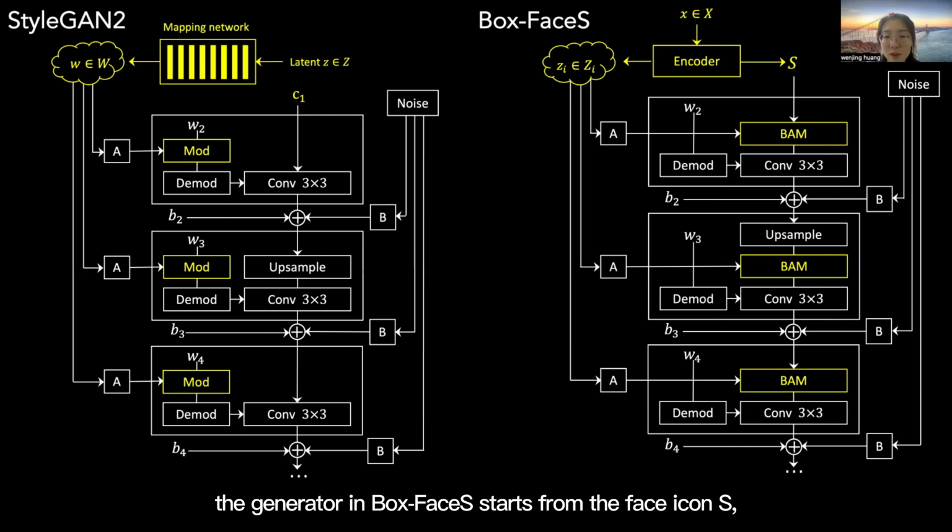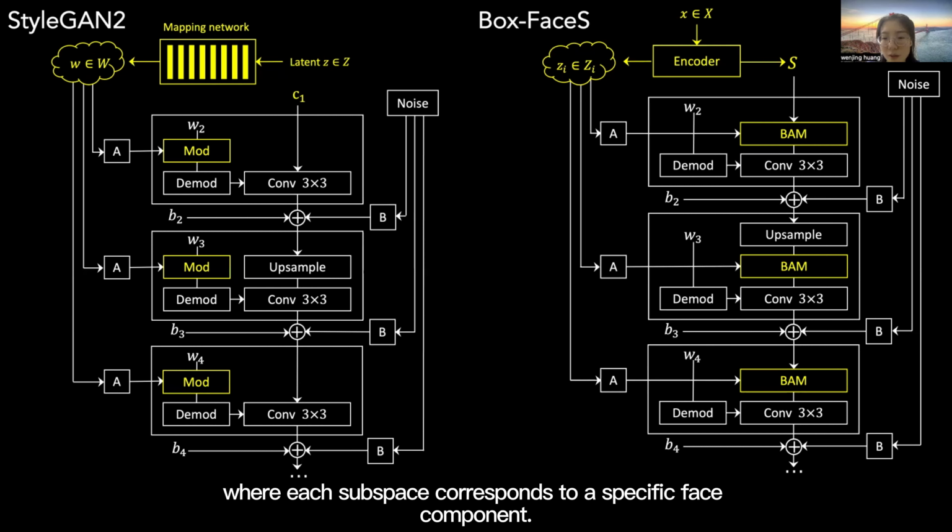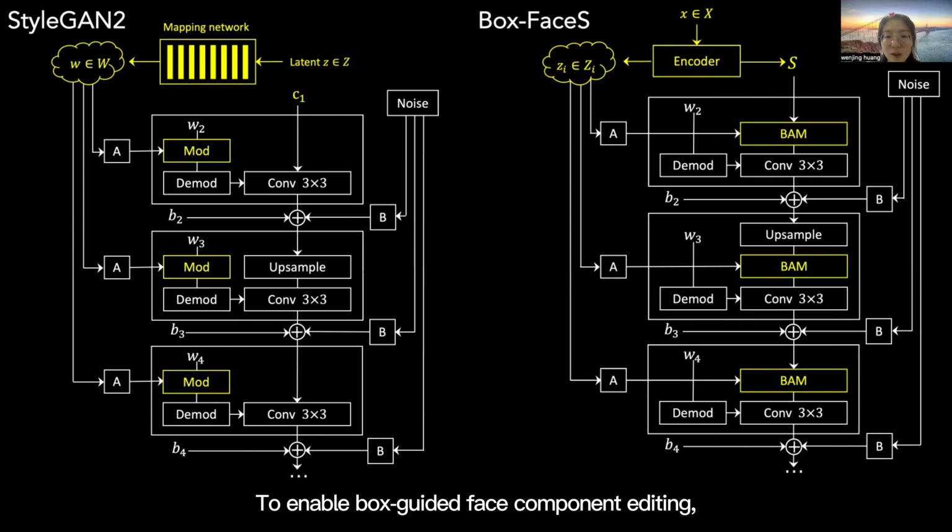Unlike StyleGAN 2, the generator in Box-FaceS starts from the face icon S, and the latent space is decomposed into several subspaces, where each subspace corresponds to a specific face component. To enable box-guided face component editing, a box adaptive modulation, BAM, is designed. We replace the global modulation in StyleGAN 2 with BAM in every layer of the generator. Compared with the global modulation, the proposed BAM allows different regions of the feature map to be controlled by different style codes and plays a key role in component editing.